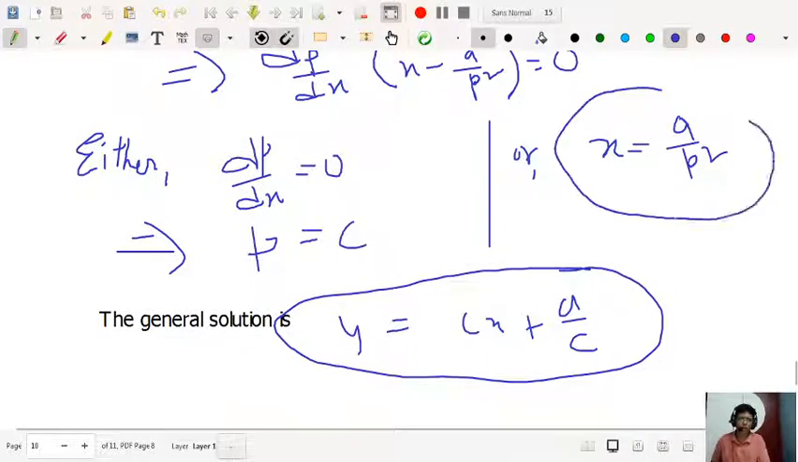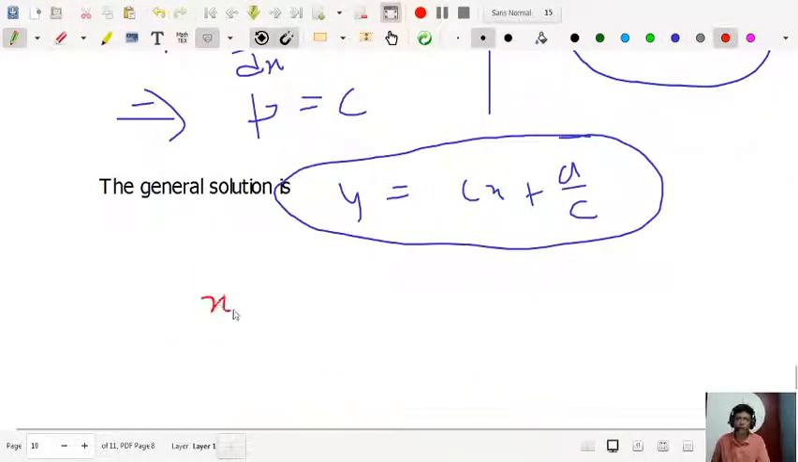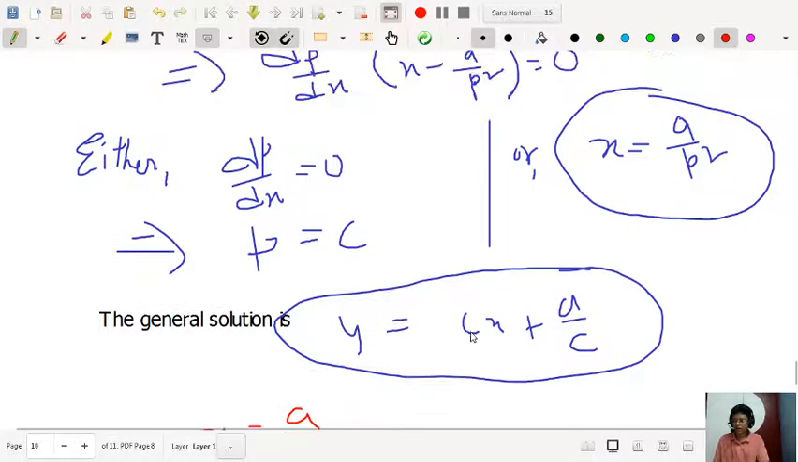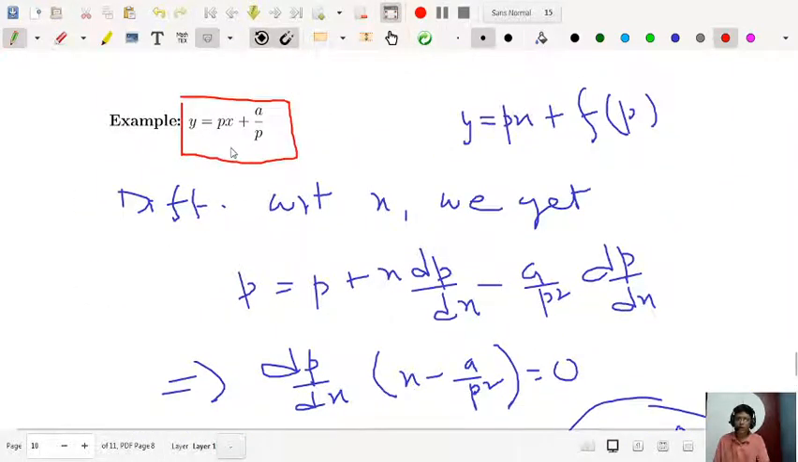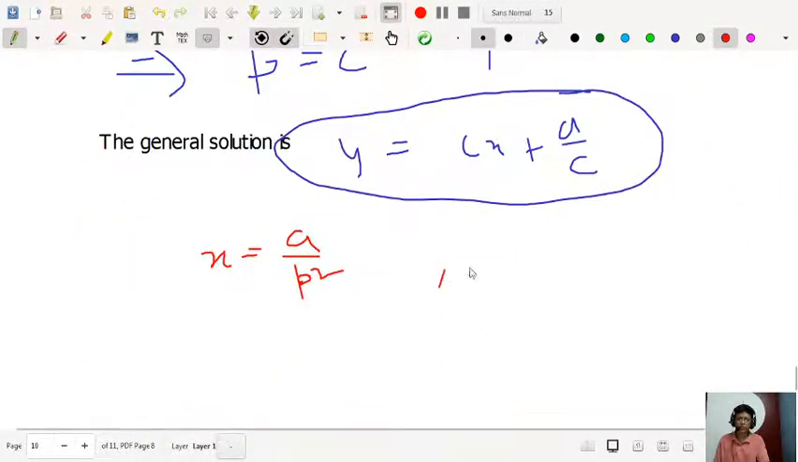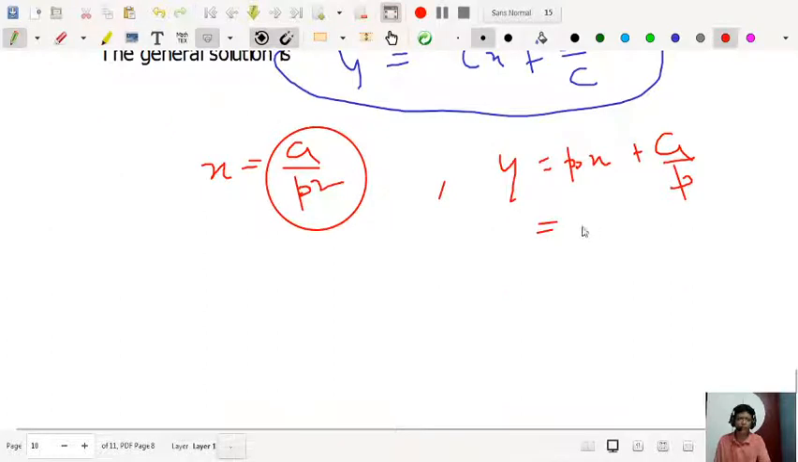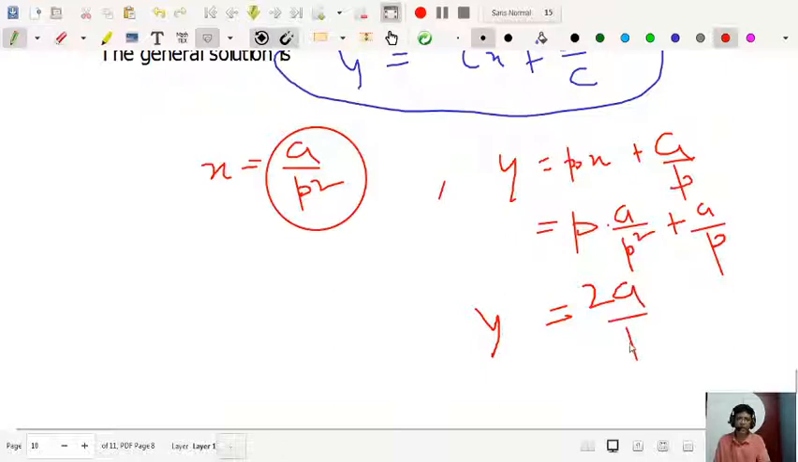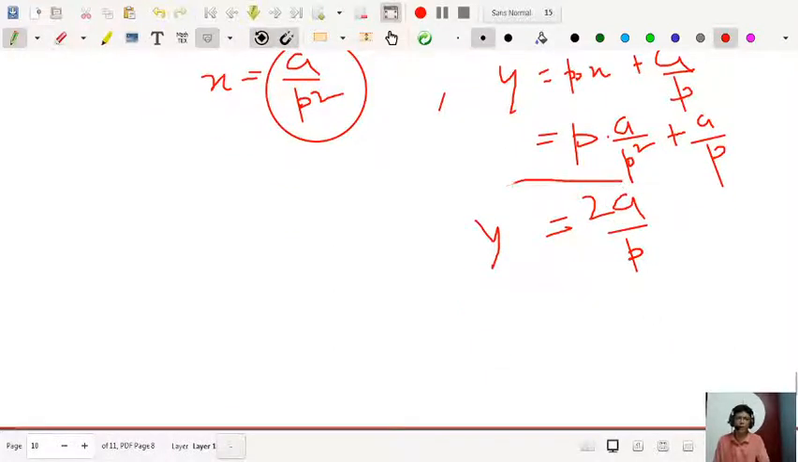Now what about this one? You have x equal to a by p square, and another equation is y equal to px plus a by p. So if you replace your x by a by p square, this will be y equal to 2a by p. Look at that, y equal to 2a by p.